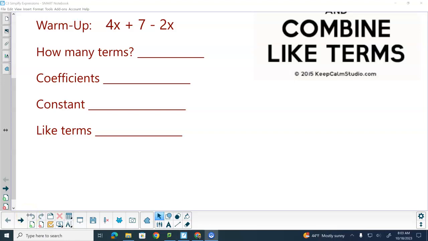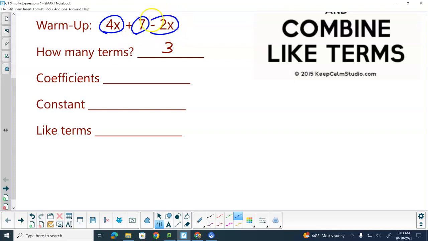How many terms do we got in this one? We got 3 terms. Yep. Our first term is 4x. Our second term is positive 7, and our third term is negative 2x. Remember that those subtraction signs go along with the terms, but the positives don't necessarily need to go along with the terms. Okay. Do I have any coefficients?